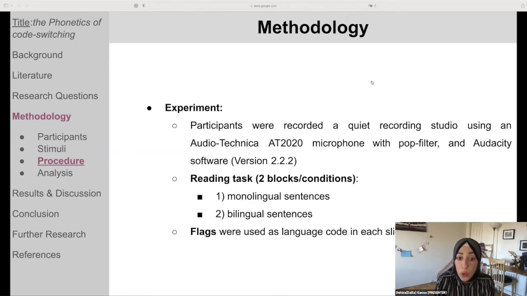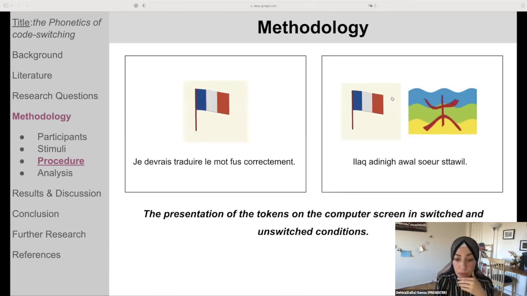For the experiment, we used a quiet recording studio to record the participants' speech production. We used a reading task with two conditions. The first one was monolingual sentences, all French, French in French. Then we used a second block with bilingual sentences. The languages were also coded using flags, as you see in here.